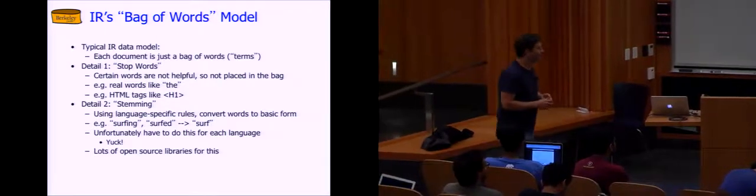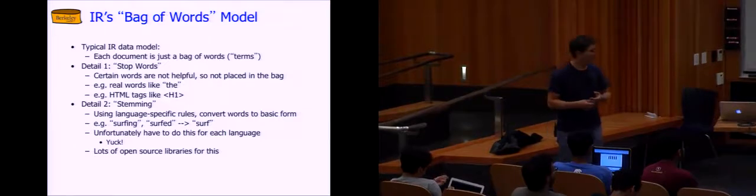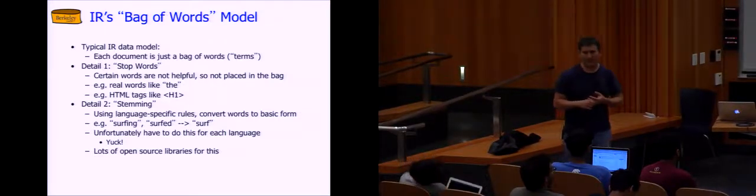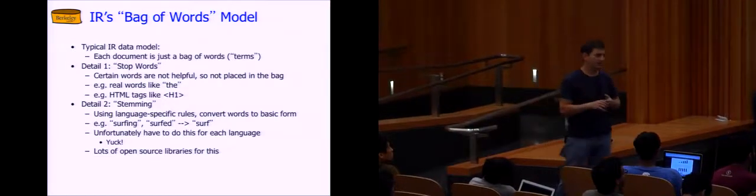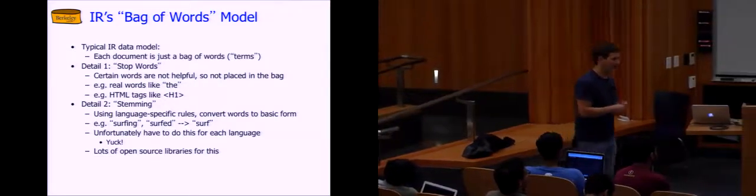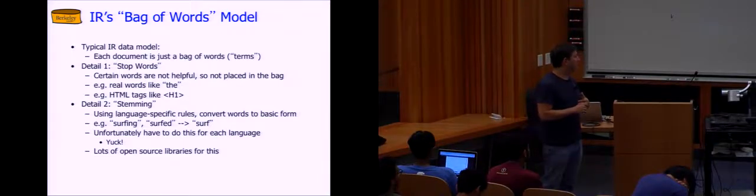Right? In English, we have a good sense of how this works. Surfing and surfed all become surf. Writing a good stemmer is a pain in the butt even for English, because English is a language with lots of special cases and lots of different linguistic roots. And I have no idea how you do stemming in a language like Chinese.